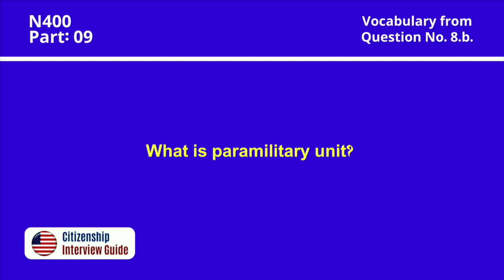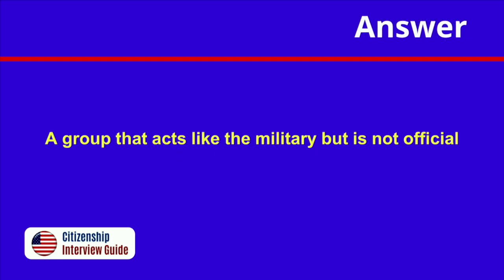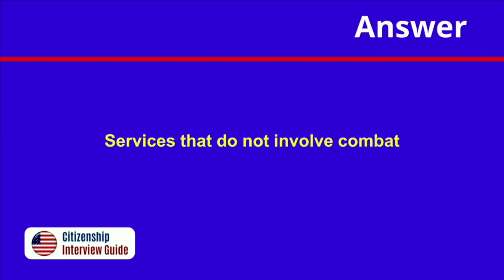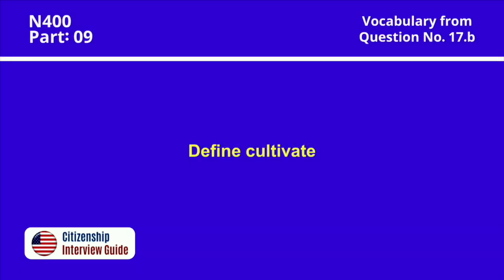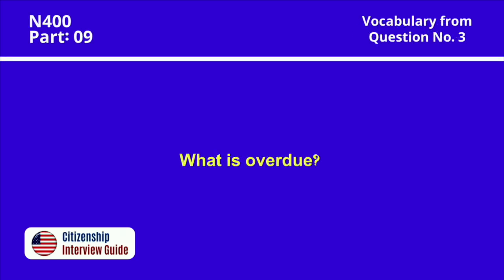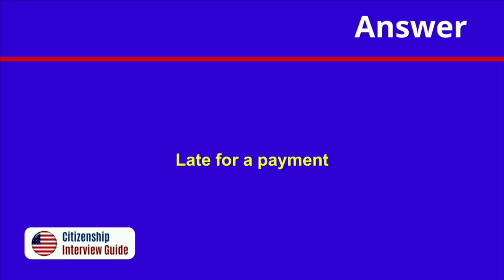What is paramilitary unit? A group that acts like the military, but is not official. What are non-combat services? Services that do not involve combat. Define cultivate. Grow plant. What is overdue? Late for a payment.